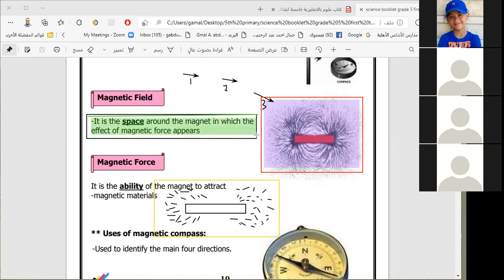You are excellent. Thank you, Abdullah. Now it is clear. I need Adham to repeat it again. Adham Muhammad, what is meant by magnetic field?